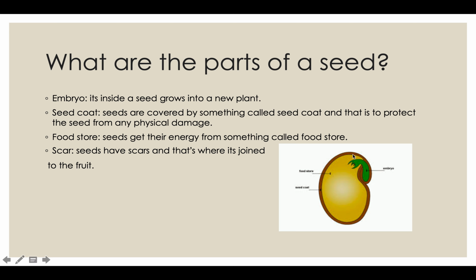Then we have, do you see this brown outline on the seed? That is called a seed coat, okay? Usually seeds are covered by something called a seed coat, and it is used to protect the seed from any physical damage. It's kind of like its skin or its armor, if that makes sense.